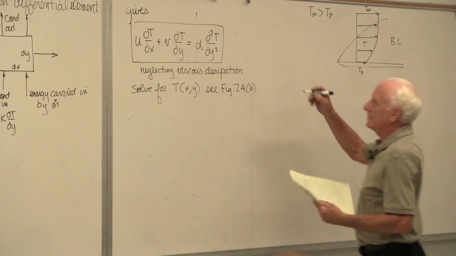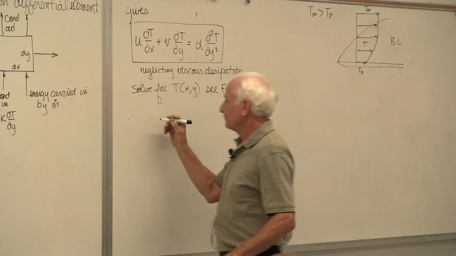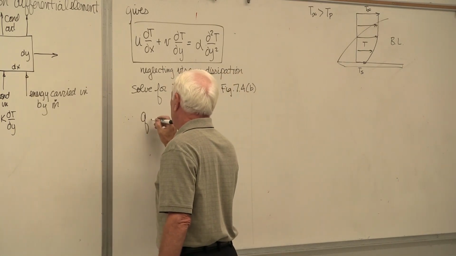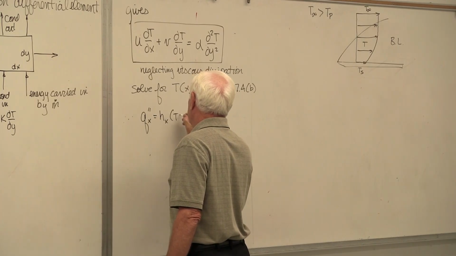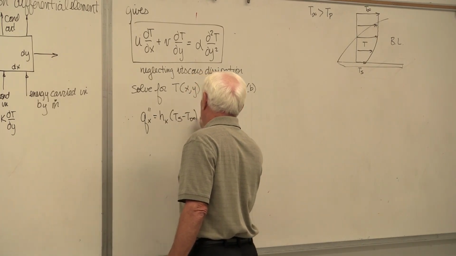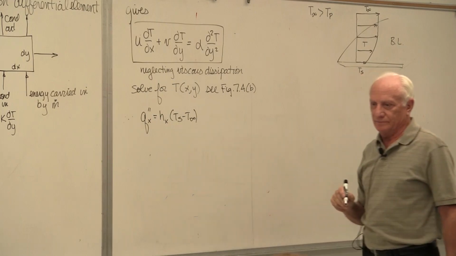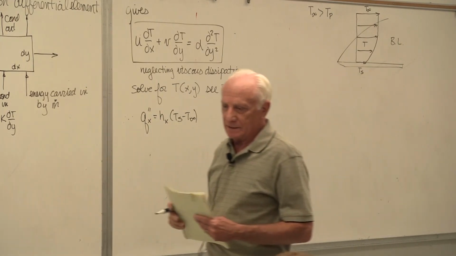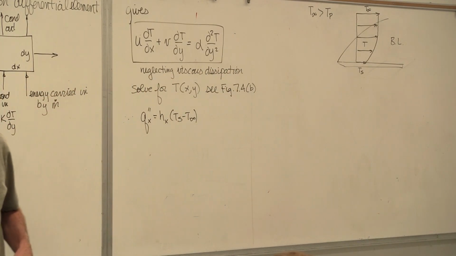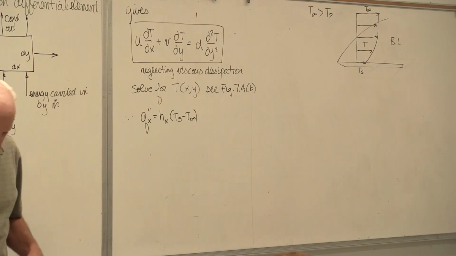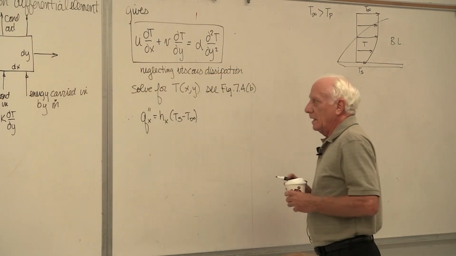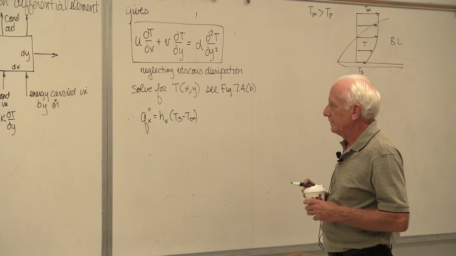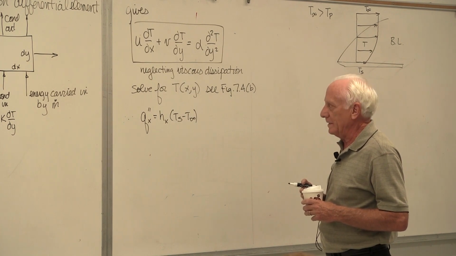Well, all right, here's one way to do it. qx double prime equals hx times (T surface minus T infinity). T surface is constant. T infinity is constant. h is a convection coefficient. Chapter 1. Newton's law of cooling. Try and solve for hx there.